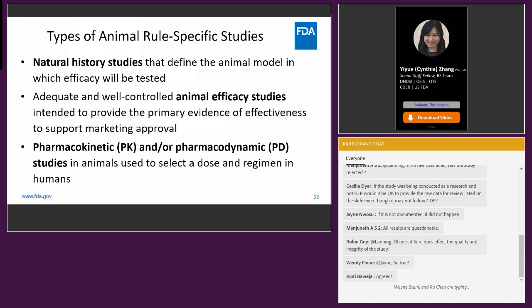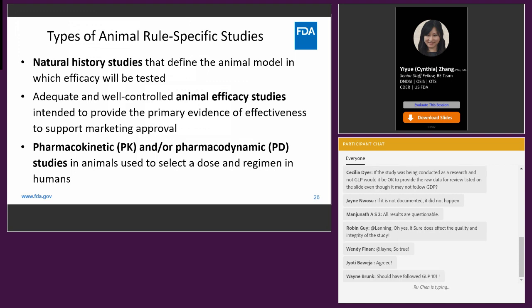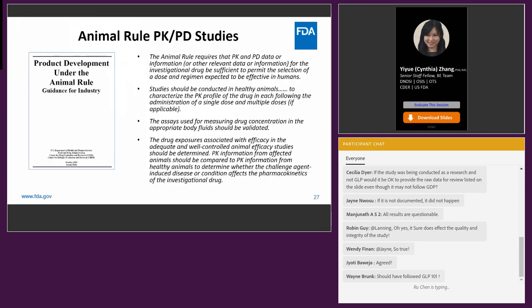Thanks, Dr. Lanning. As you mentioned, there are various types of animal rule-specific studies. After hearing about the natural history case study, let's switch gear to discuss the pharmacokinetic (PK) and the pharmacodynamic (PD) animal rules studies. These studies were conducted in animals to select a dose and a regimen in humans.